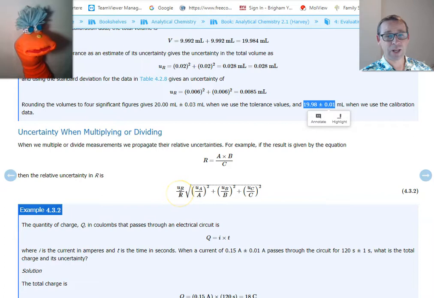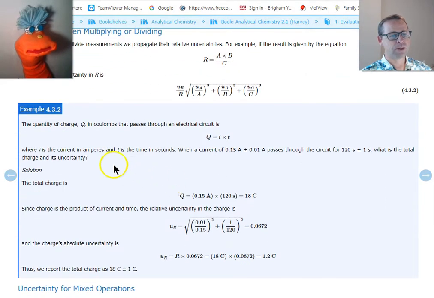So to get it to an absolute value, you'd multiply by R, whatever R is, the number, and then that would give you the absolute value. But generally you don't do that. You just multiply this by 100 and present it as the percent error. Okay? So here you go.